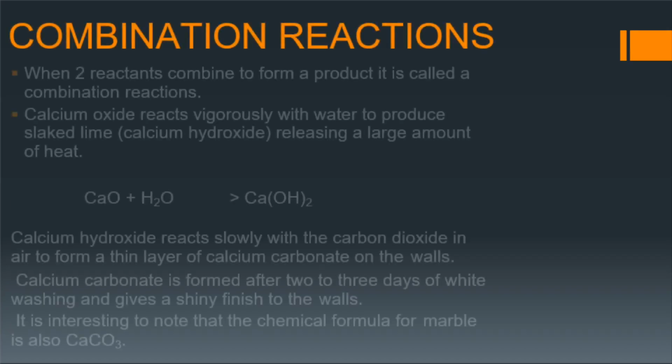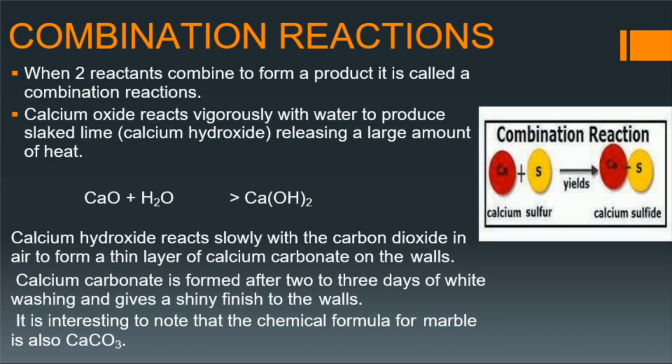The combination reactions occur when 2 reactants combine to form a product. For example, when calcium oxide, also known as lime, reacts with water, it produces calcium hydroxide, also known as slaked lime, and releases a large amount of heat. Similarly, when calcium hydroxide reacts with carbon dioxide, it can form a thin layer of calcium carbonate on the walls. This reaction is what allows us to whitewash a building and give its walls a shiny finish. Interestingly, the same chemical formula for calcium carbonate is also the chemical formula for marble.